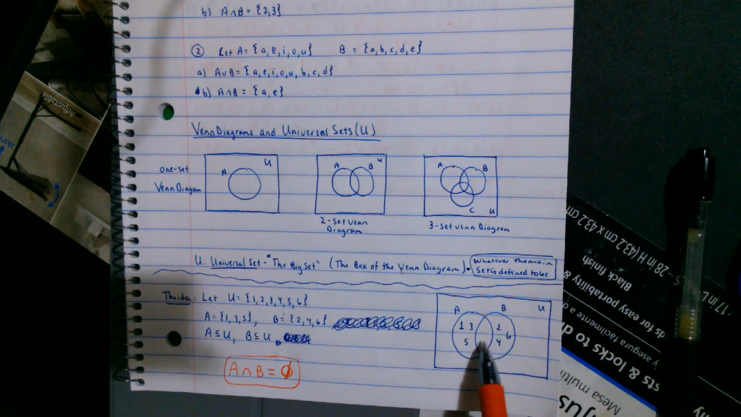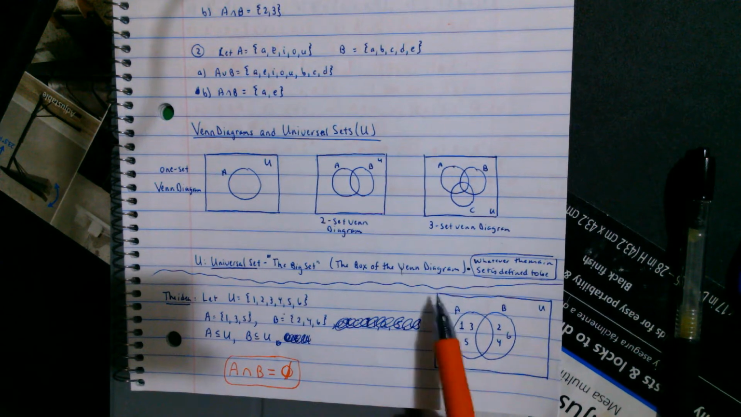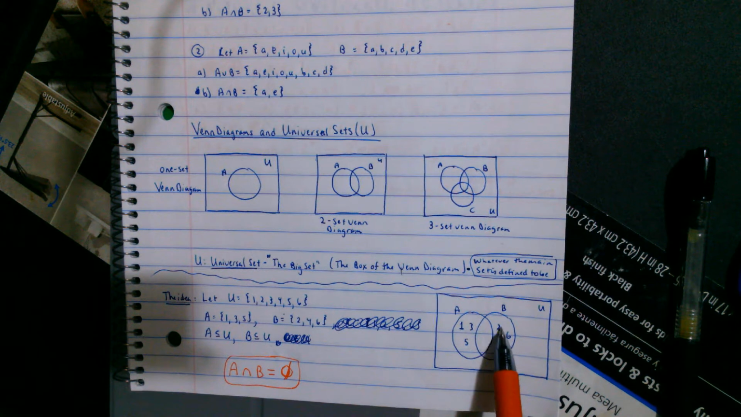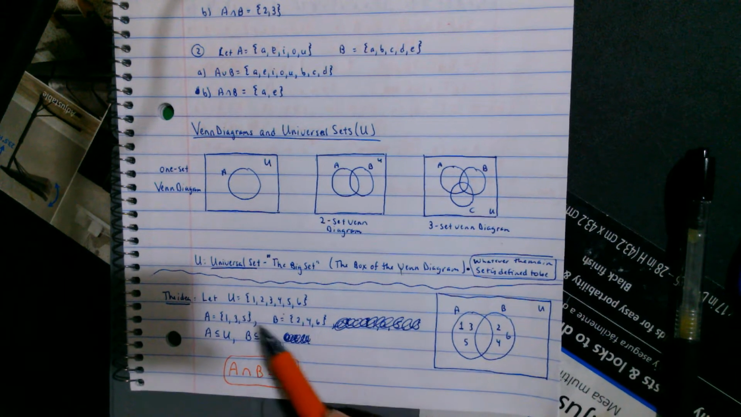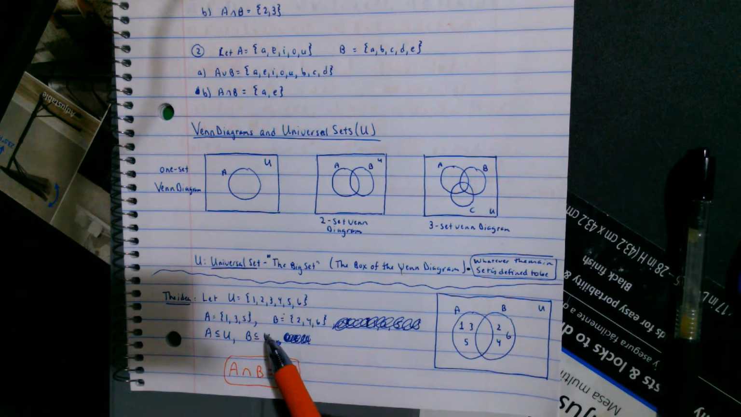This is their intersection. So 1, 3, and 5 belong to set A, 2, 4, and 6 belong to set B. U is the set 1, 2, 3, 4, 5, 6. So this box has to have 1, 2, 3, 4, 5, 6. So this Venn diagram explains this. A is a subset of the universe, B is a subset of the universe. That's essentially how it goes.